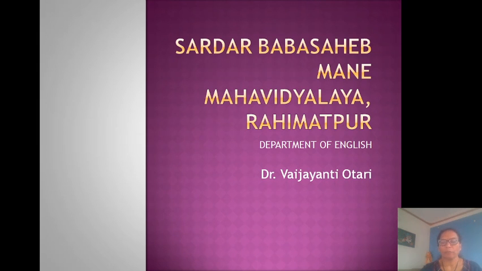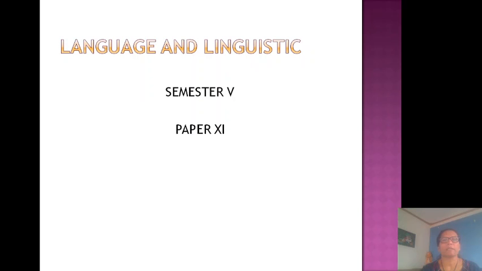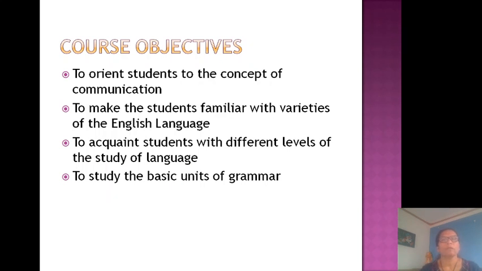Today we are going to discuss paper number 11, entitled Language and Linguistics, in semester 5. The course objectives of this paper are to orient students to the concept of communication, to make the students familiar with varieties of the English language, to acquaint students with different levels of the studies of language, and to study the basic units of grammar.